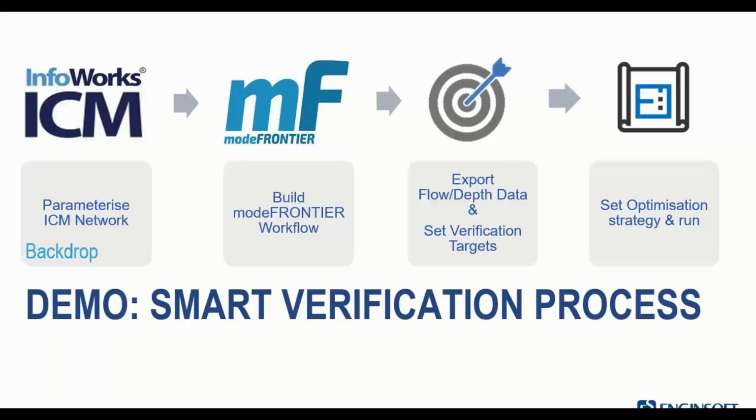And then really the fourth step is to click the go button and set modeFRONTIER off, and allow its smart algorithms to minimize the error between the simulation result and the observed data. So broadly, those are the four steps that we work through, and we'll just give a little bit more detail now. Okay, great. Thank you, John.